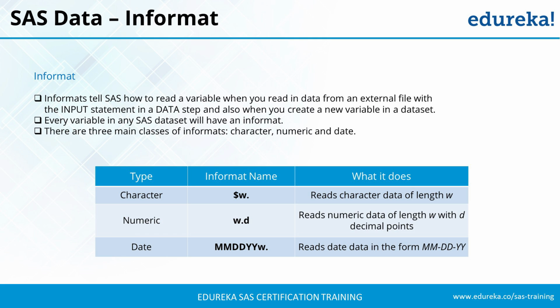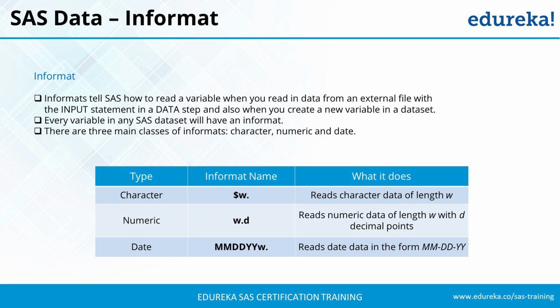Informats, as I mentioned just now, are how SAS has to read the data. For character data, you write a $ sign with the width or the length of the data, which reads character data of length W. Numeric is width dot decimal, which reads numeric data of length W with D decimal points. And date is MMDDYY. There are different ways of writing the date.